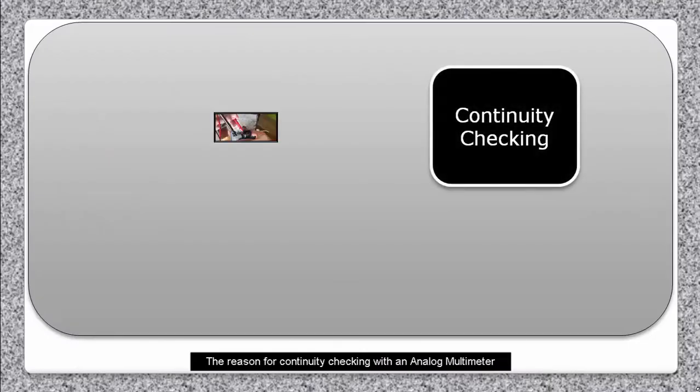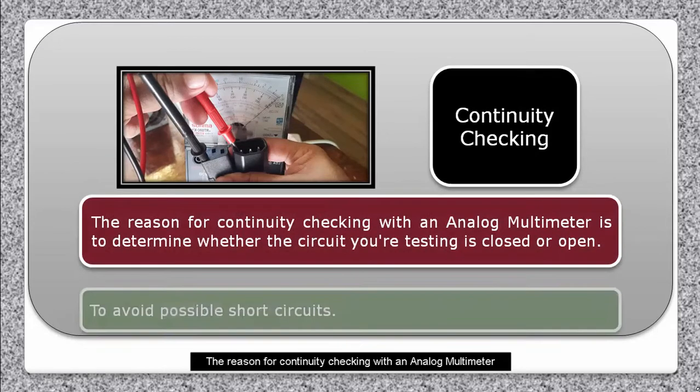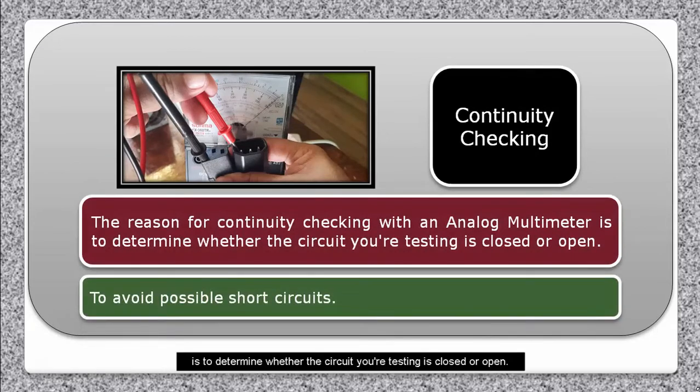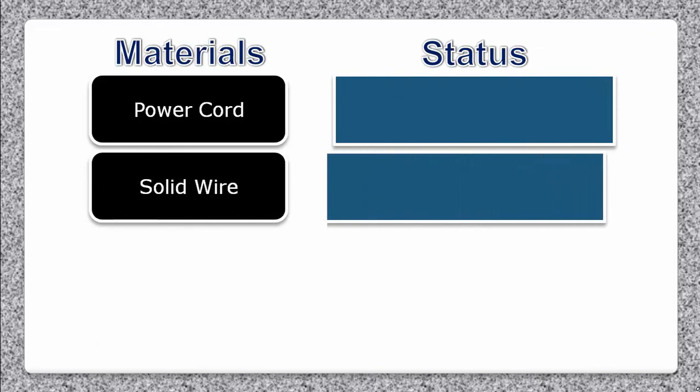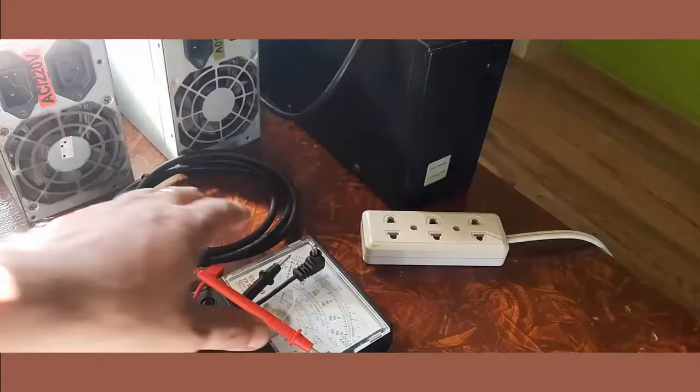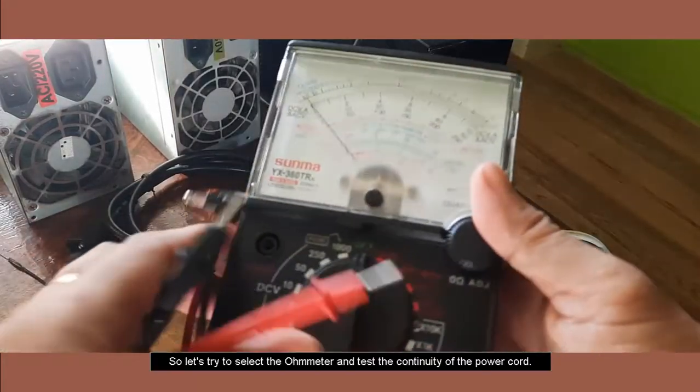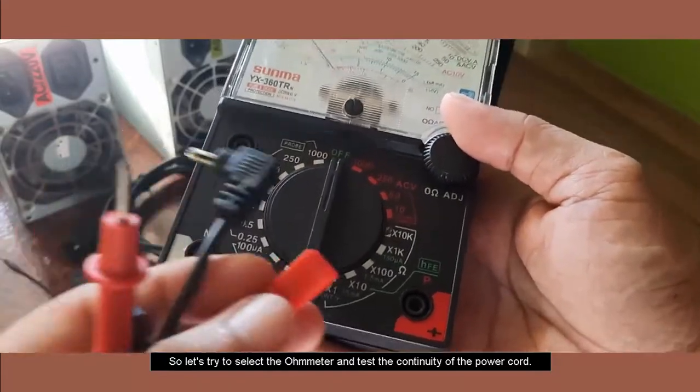The reason for continuity checking with an analog multimeter is to determine whether the circuit you're testing is closed or open. We also avoid short circuits with a continuity check procedure. So let's select the ohmmeter and test the continuity of the power cord.